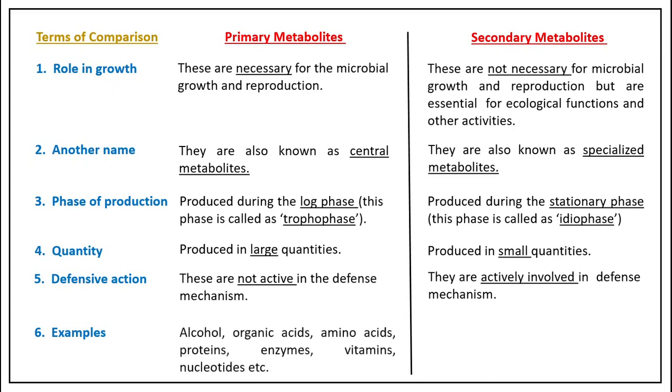So primary metabolites, let's take some examples. Alcohol, organic acids, amino acids, proteins, enzymes, vitamins, nucleotides. These are some of the examples of primary metabolites. These are directly involved in supporting the growth of microorganisms. Now secondary metabolites: antibiotics, toxins, pigments. These are examples of secondary metabolites. I think point number 6 is now well justifying point number 5 and 1, ecological functions and other activities and defense mechanism. So well answered with antibiotics, toxins, etc.